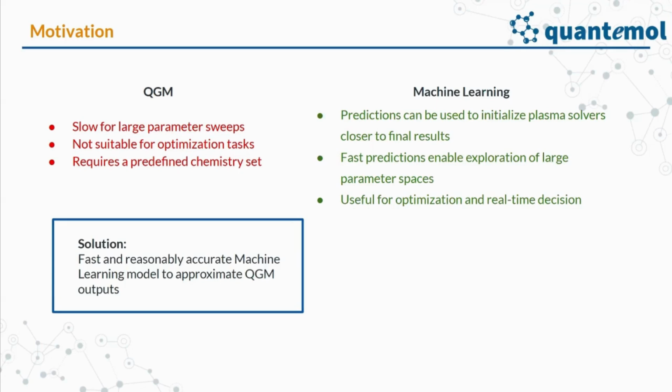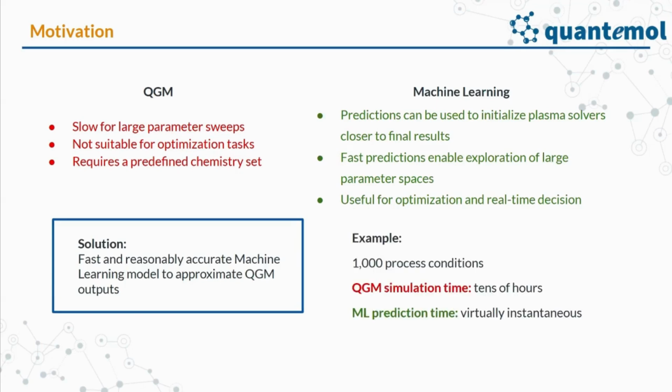Just to put it into perspective, if we need to run global model simulations for 1,000 process conditions, we'll typically spend tens of hours doing that. But with a machine learning model, we can predict the outputs for all these instances virtually instantaneously.